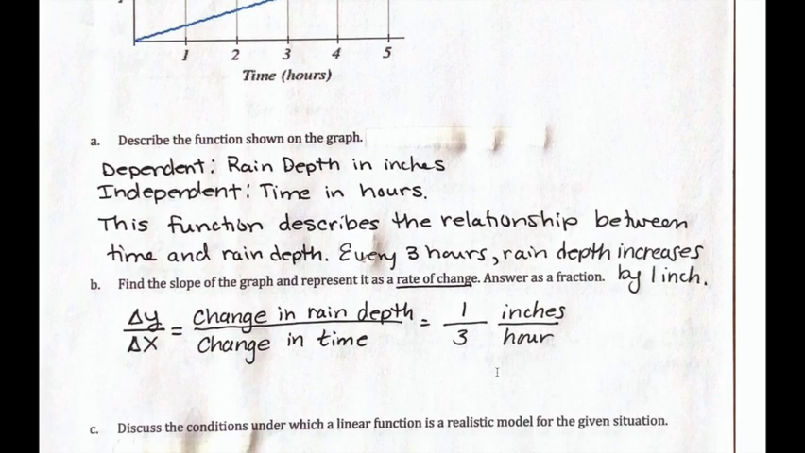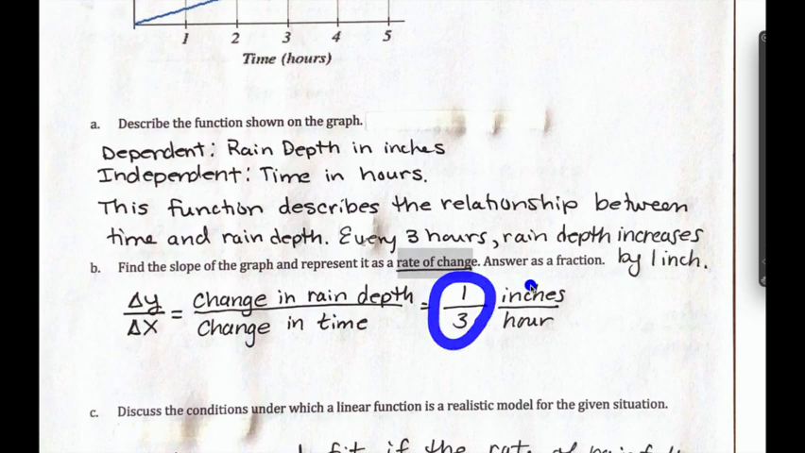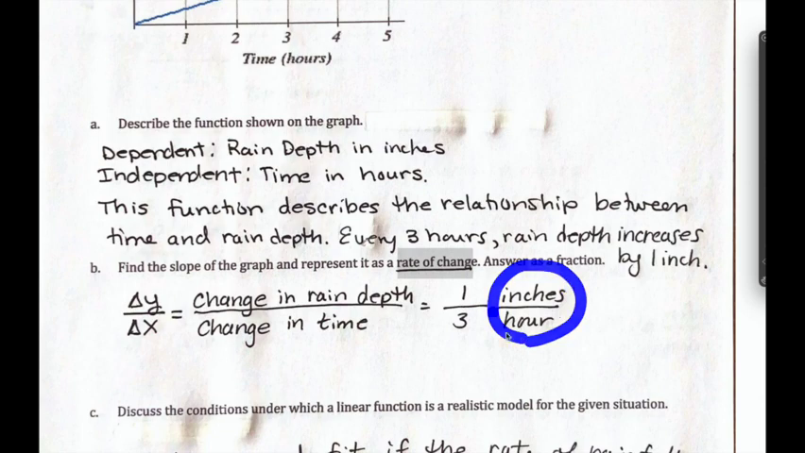Another way to say that is that the rate of change is 1/3 inch per hour. Remember the change in y quantity, and the y quantity is the change in the rain depth. And we divide that by the change in x quantity, and the x quantity is the time in hours. So it goes 1 inch every 3 hours. So I would write that as 1/3 inch per hour. So the rate of change, or what the slope represents, is the rate per hour of how much rain we're getting.